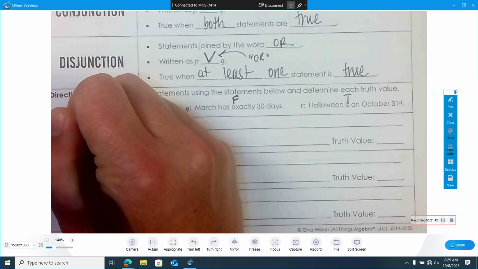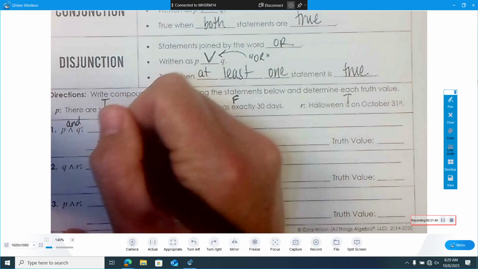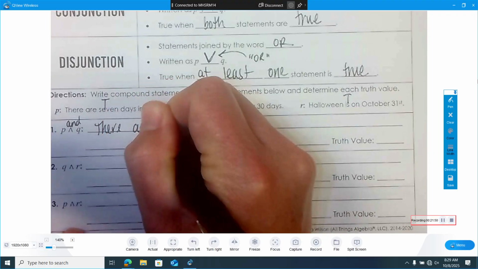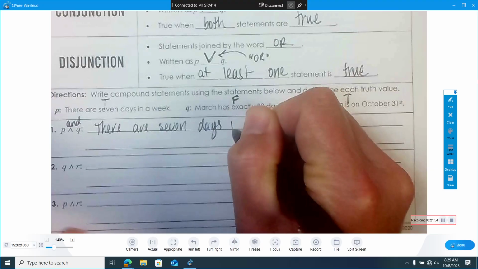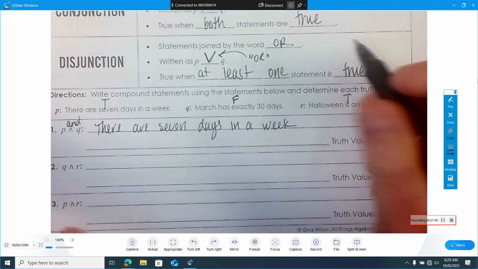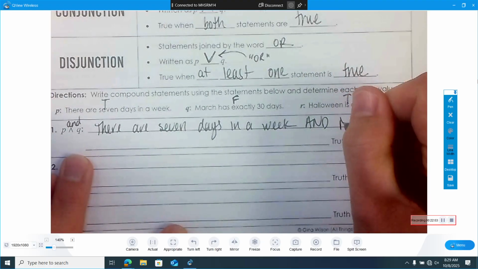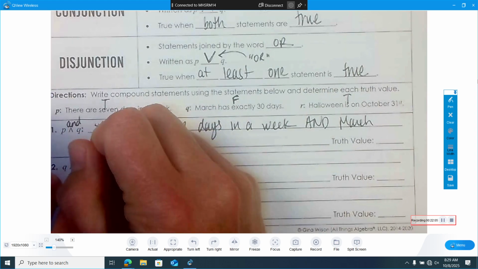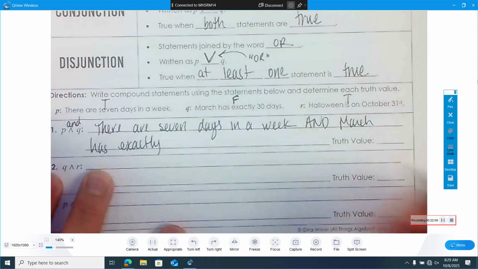And. Again, that symbol means and. And so we're going to write this statement out. We're going to write our conjunction here. So we're going to write, there are 7 days in a week. And what word do we use? And. Q is March has exactly 30 days.